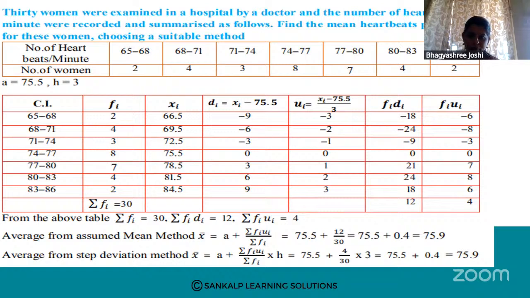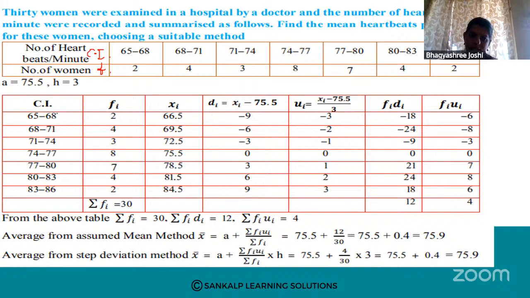Wait for a minute. Yes. 30 women were examined in a hospital by a doctor and the number of heartbeats per minute were recorded and summarized as follows. Find the mean heartbeat per minute for these women choosing a suitable method. So number of heartbeats per minute they have given and number of women. So number of heartbeat per minute, this is a class interval they have given, and number of women, that is F they have given, frequency.